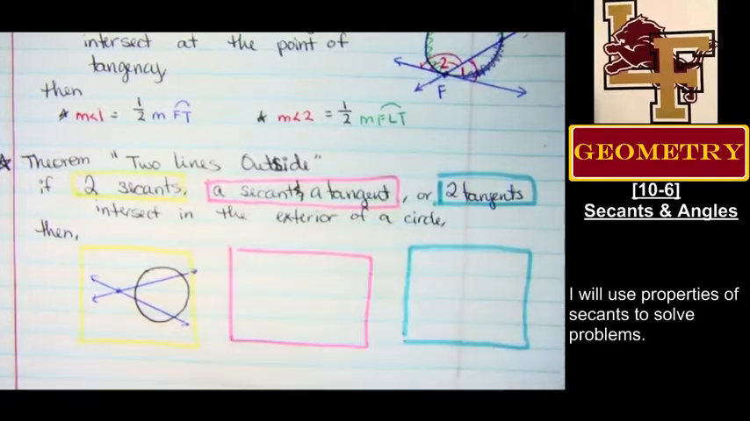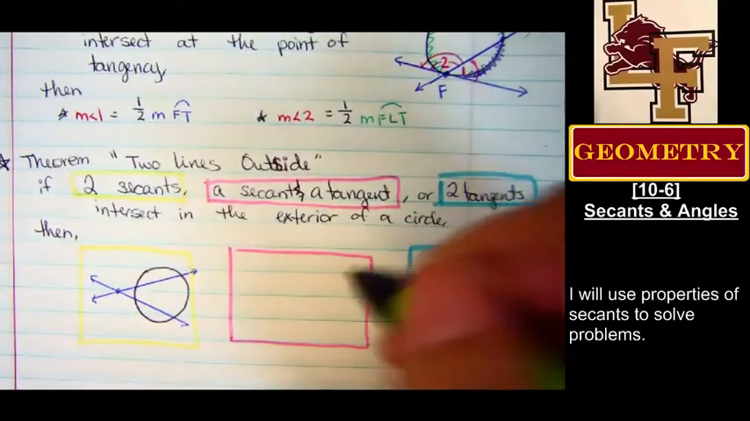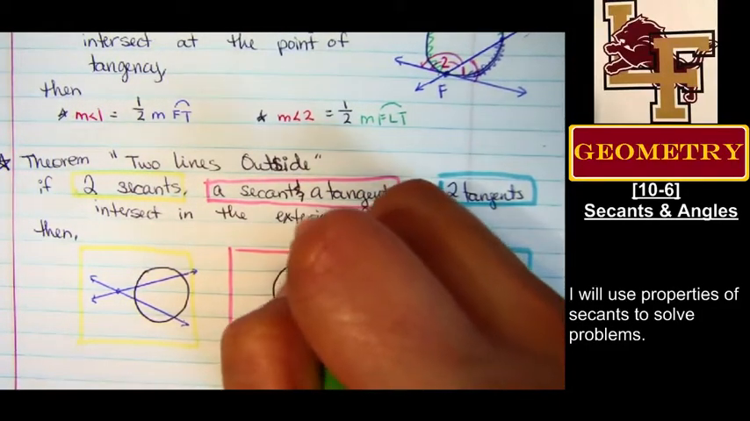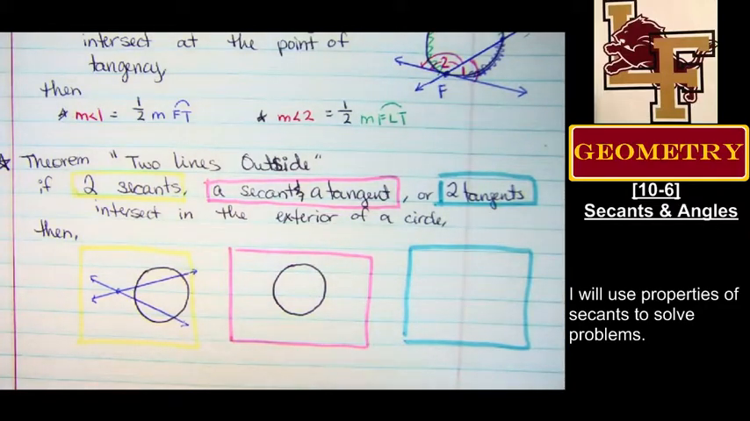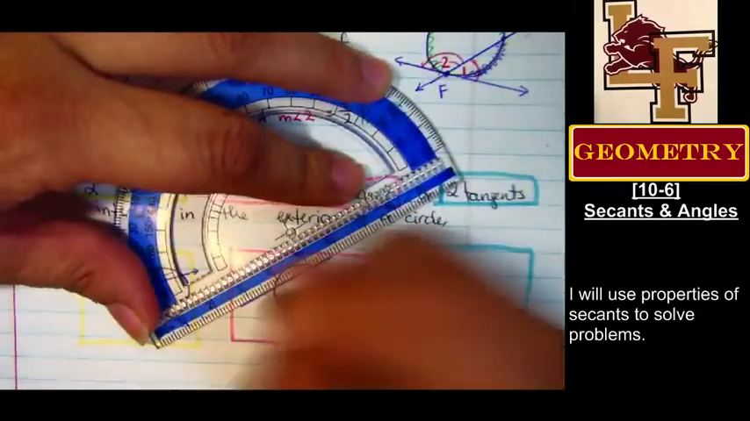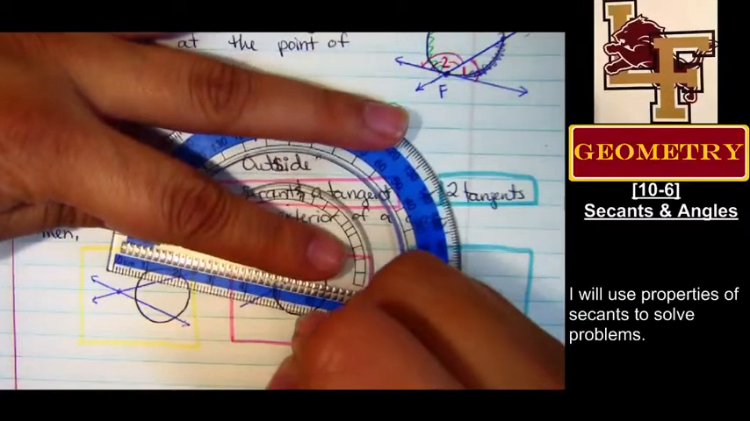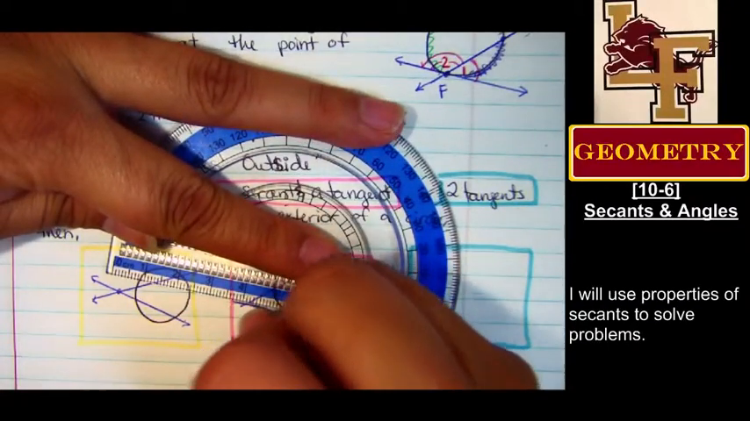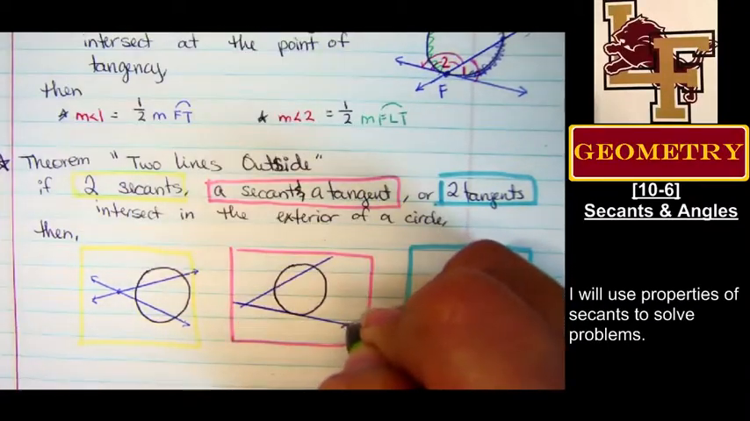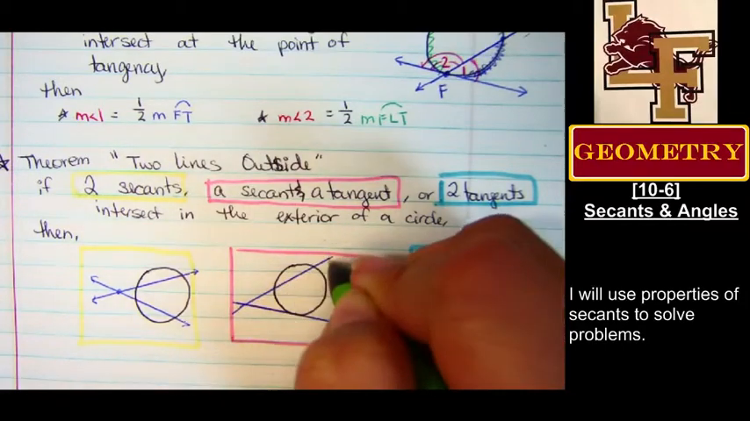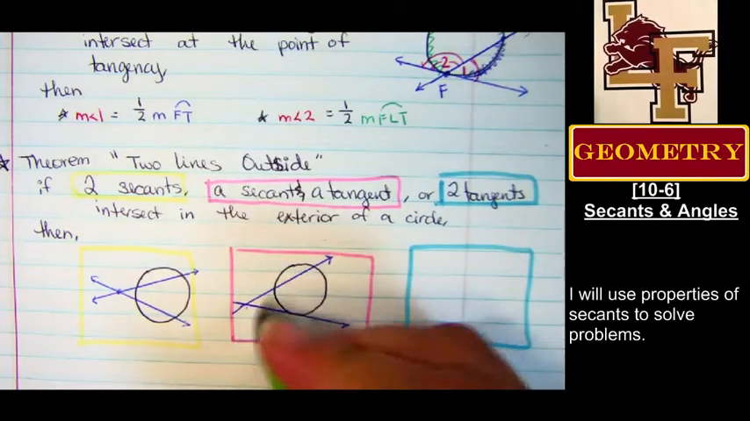Now we're going to get a secant and a tangent. Draw a circle. I need a secant. And I need a tangent. But this time I want the intersection to happen not on the circle, but outside of the circle. Okay, so there's my intersection.